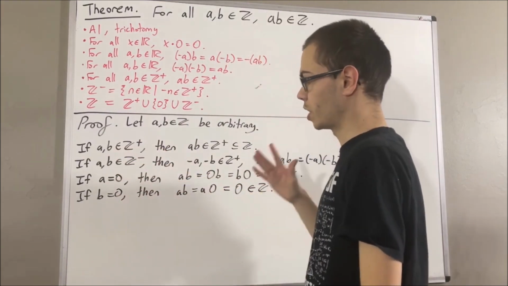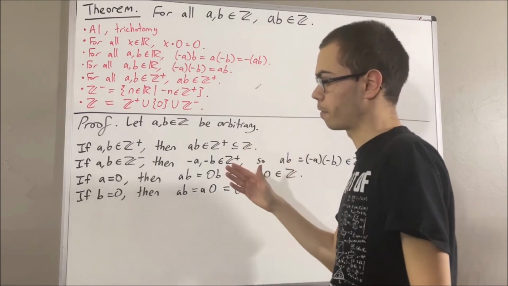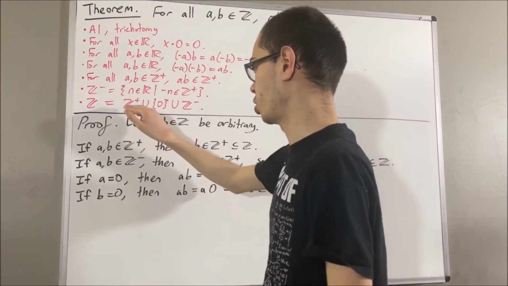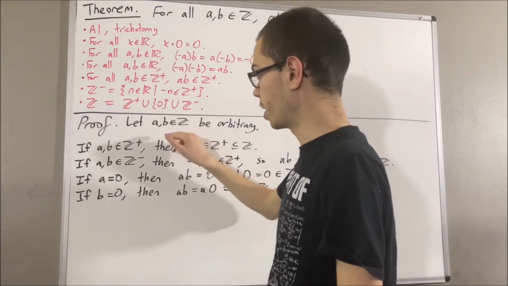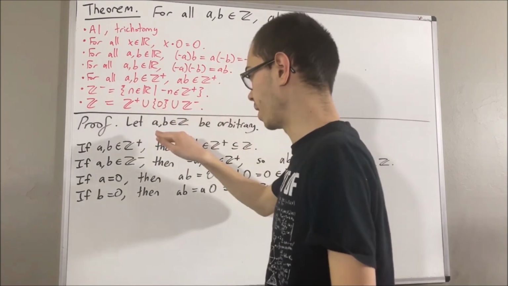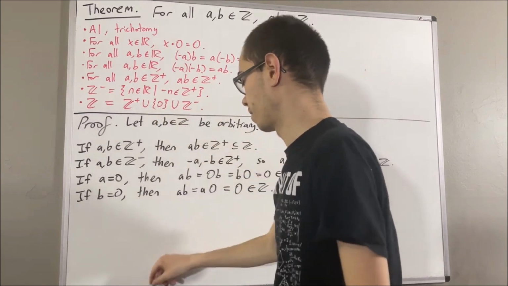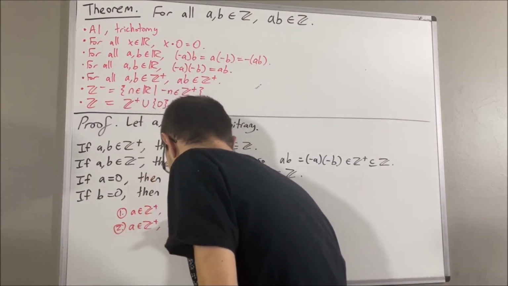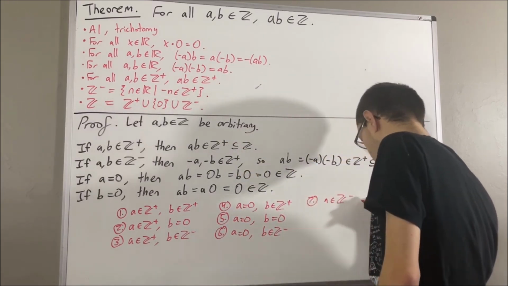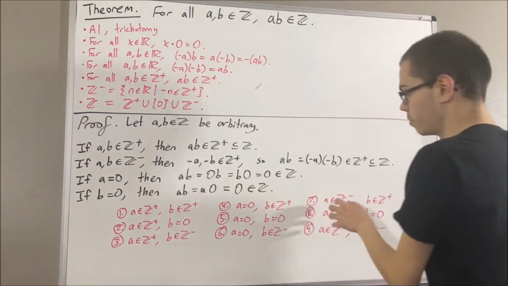So then what possibilities are left? Well, if we think about all the different possibilities we could have, we could have a is a positive integer and b belongs to any one of these sets. We could have a is equal to 0 and b belongs to any one of these sets. Or we could have a is a negative integer and b belongs to any one of these sets. So we have a total of 9 possibilities.